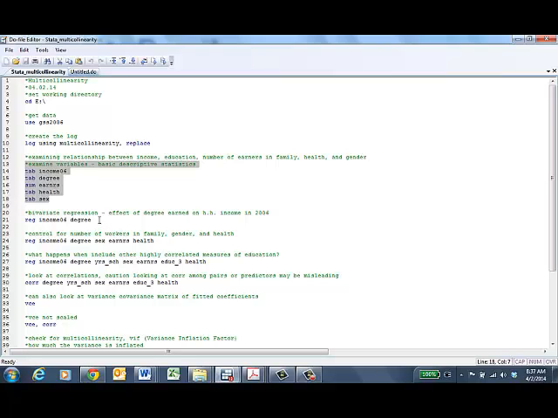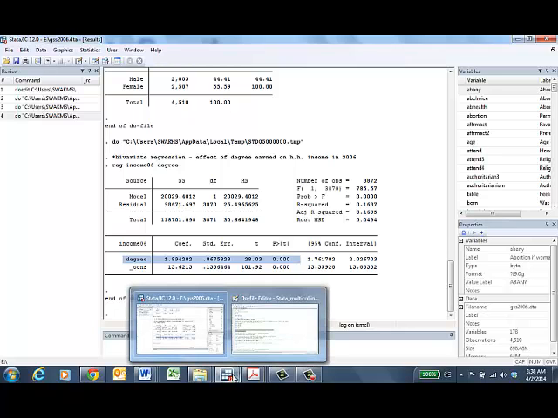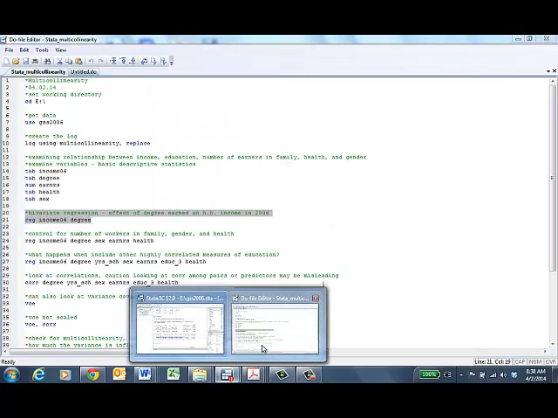So first, to examine the effect of the highest degree earned on household income in 2006, I'm going to run a simple bivariate regression of income 06 on degree. We can see that education increases household income in 2006. So having a higher degree of education increases the income of the household in 2006, and this effect is statistically significant at over a 99% confidence level.